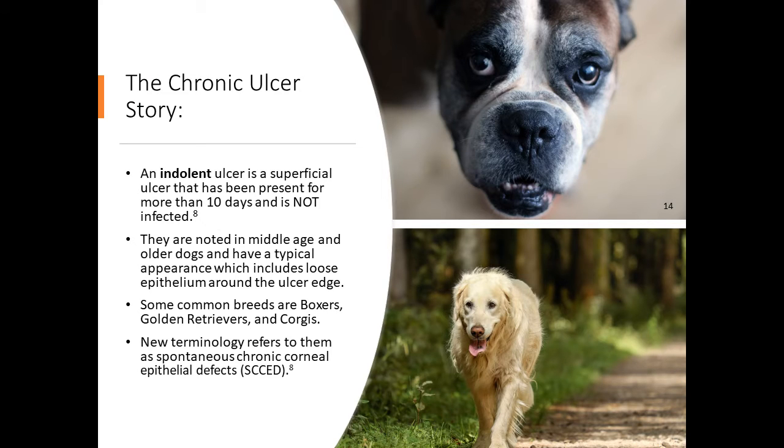The chronic ulcer story. An indolent ulcer is a superficial ulcer that has been present for more than 10 days and is not infected. They are noted in middle age and older dogs and have a typical appearance which includes loose epithelium around the ulcer edge. Some common breeds are boxers, golden retrievers, and corgis. New terminology refers to them as spontaneous chronic corneal epithelial defects.